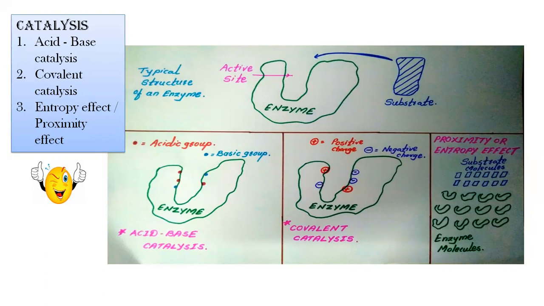Next one, proximity or entropy effect. This relates to the number of either substrate or enzyme molecules, and it can be stated that as the number of substrate molecules or enzyme molecules increases, there are more chances of formation of enzyme substrate complex. This relates to the proximity or entropy effect.